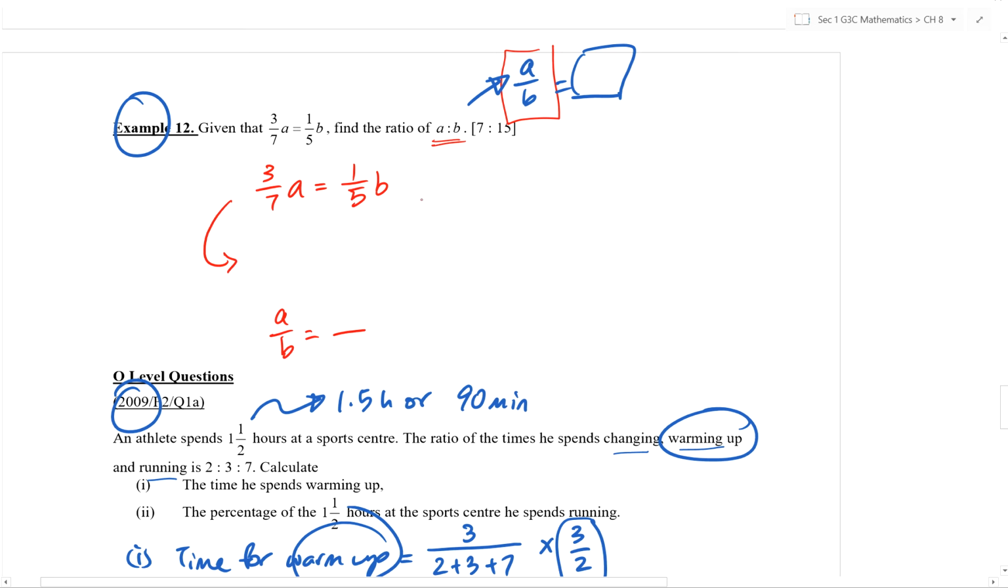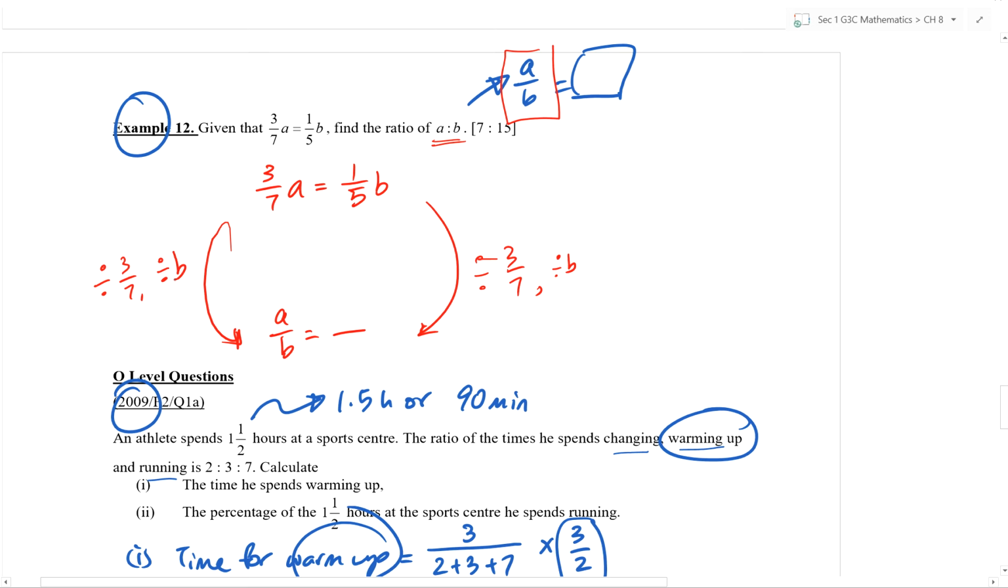Okay, what will you propose as the step? Divide by 3 over 7. Yeah, actually we can use our calculator to straight away get the value. So here, we just divide by 3 over 7. So similarly, we also must divide by 3 over 7. Okay? And then you divide by B also. After that, divide by B. Okay, so there are 2 steps over here.